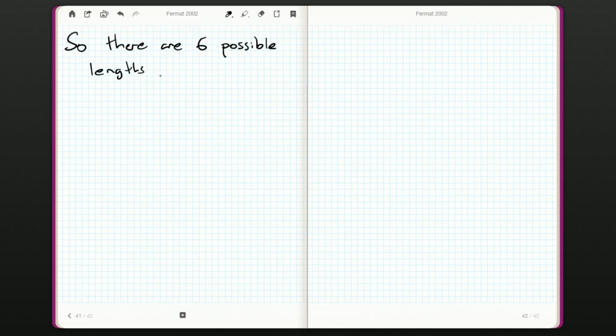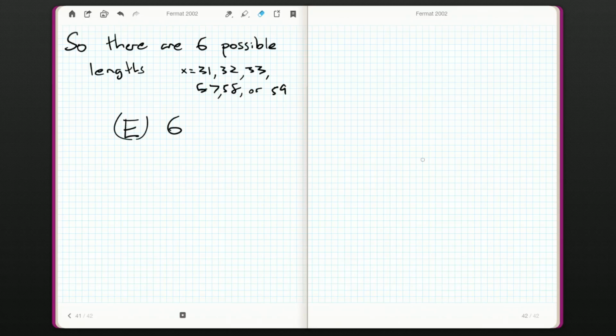So we get 6 possible lengths. X is 31, 32, 33, we said 57, 58, or 59. Okay, so our answer is E, 6.